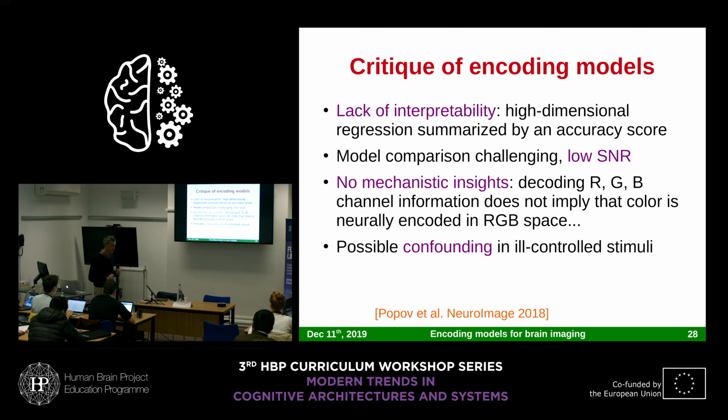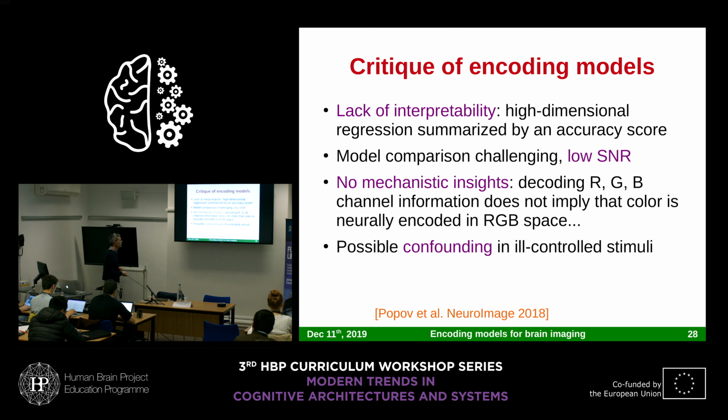But maybe these neurons would be more sensitive to the saturation of the color. And if they are sensitive to saturation, of course, they will be explained a bit by the RGB values, but they will not be neurons that encode RGB values. So be very cautious when interpreting these encoding results.